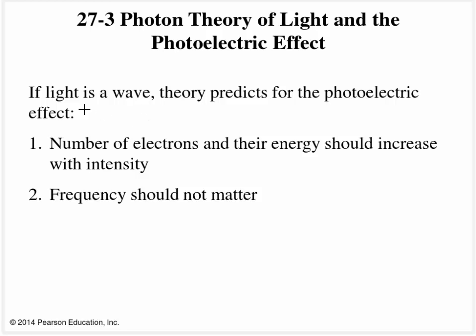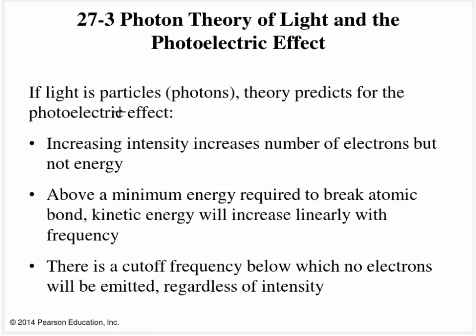So here's the funny part. If we treat light like a wave, then the theory for the photoelectric effect would be that the number of electrons and their energy should increase with intensity. I shine more light on there, more electrons should pick off. Increase the intensity, I should also be increasing their energy. Frequency should not matter. However, that's not what we see with the photoelectric effect. The number of electrons depends only on the frequency, and increasing the amplitude is not going to increase the energy of the electrons that are picked off.